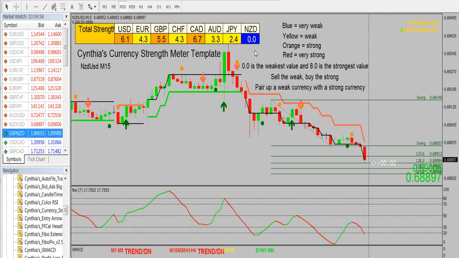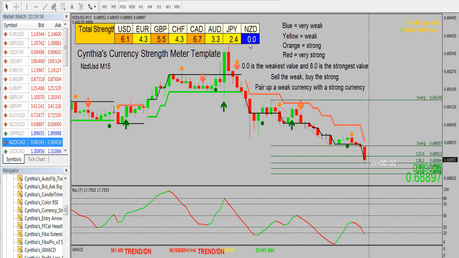Now, as an example, I started with the New Zealand paired with the US dollar because of the New Zealand dollar being the weakest, and how you look for a strong currency to pair it with. And I just chose the US dollar, but I could have chosen the pound. It's not as strong as the US dollar. The numerical value is not as strong. And here's the CAD, which is stronger even than the US dollar. So let's take a look at the New Zealand CAD, because the New Zealand dollar is very weak and the CAD is the strongest, being orange 6.7.